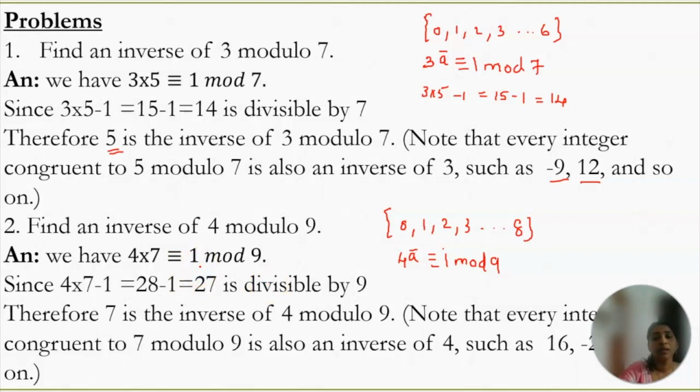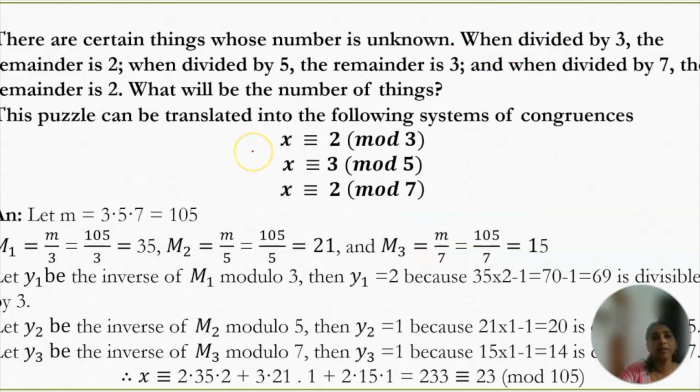Then, next consider the puzzle again. The puzzle says that certain things whose number is unknown, when divided by 3, the remainder is 2; when divided by 5, the remainder is 3; when divided by 7, the remainder is 2. What will be the number of things? This puzzle can be translated into the system of linear congruences: x congruent to 2 mod 3, x congruent to 3 mod 5, and x congruent to 2 mod 7.